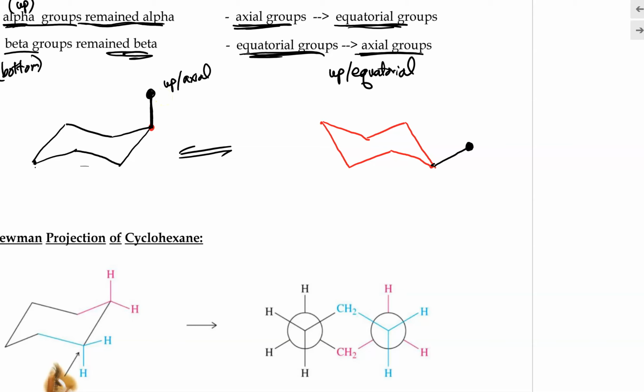Now let's put in another group, and let's change to blue. Let's say here will be the equatorial location. Right now, this is pointing down and it is equatorial. When this group flips, it should remain down, right? So it will remain down and change from equatorial into axial. And here we go, this carbon will now be axial and pointing down. So that's what happened to every carbon when it flipped.